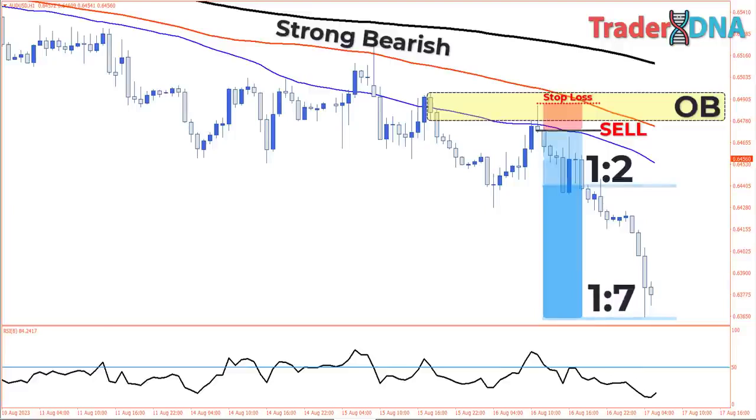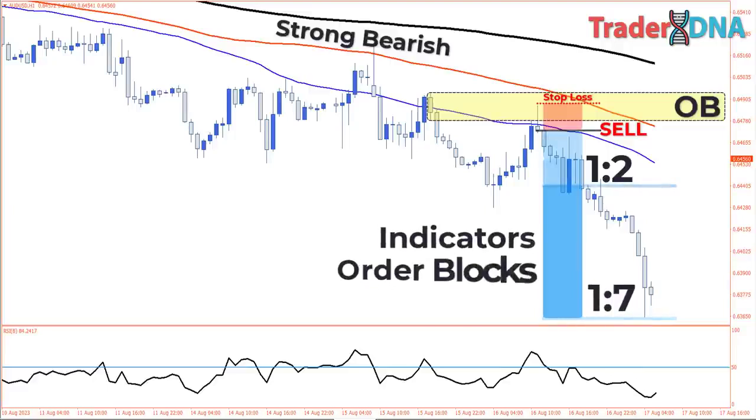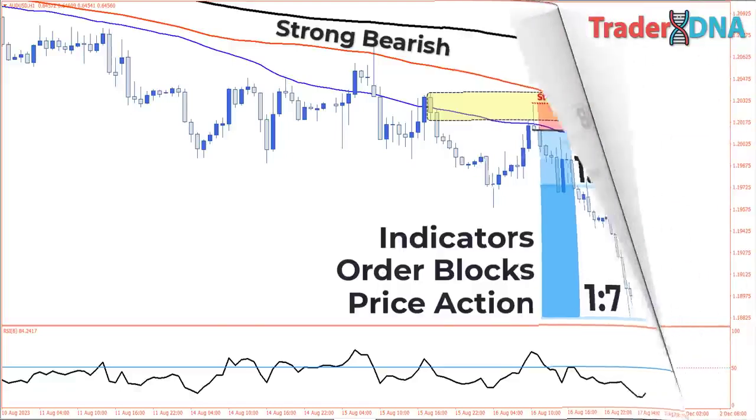This combination of order blocks and indicator analysis offers a high probability of winning because it combines indicators, order blocks, and price action. All analysis techniques are integrated into this strategy. Therefore, it's reasonable why trading techniques like this are heavily relied upon by successful traders.